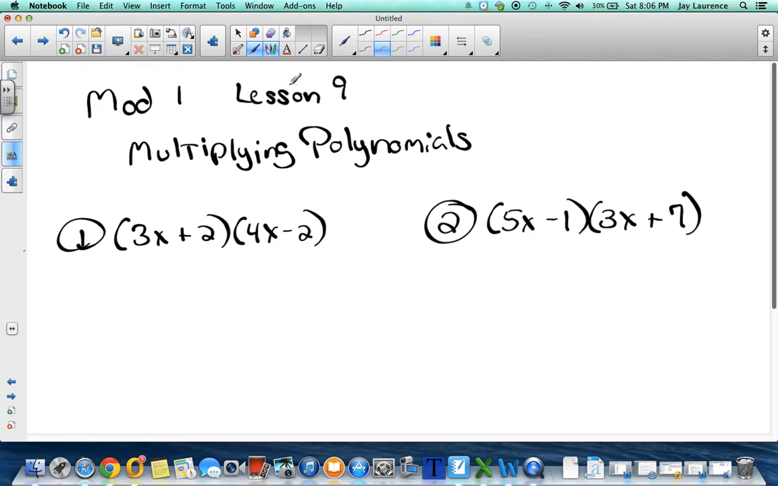Now there's a little F word called FOIL. I haven't decided if I'm going to show you that. It's so essential in algebra. But if you know how to double distribute, you're going to get it anyway. Your teachers next year are going to use the word FOIL.